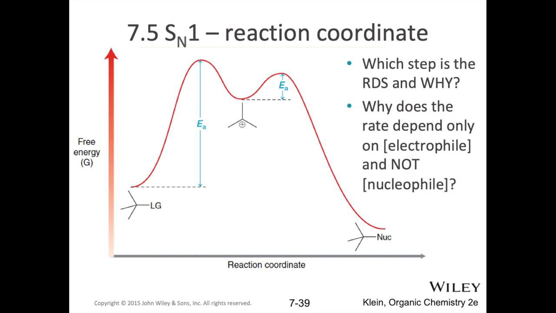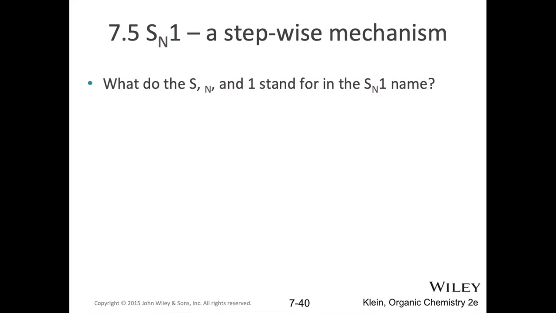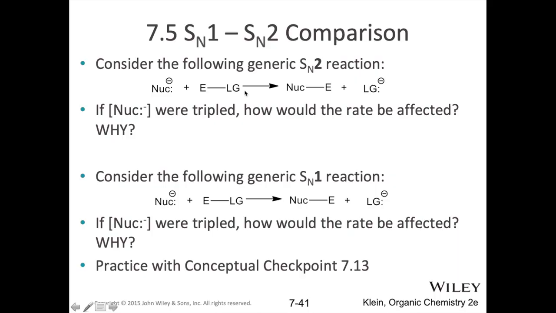So yeah, I think I've already talked about all the different things in these slides. Again, the N and the S stand for nucleophilic substitution. You're still swapping out your leaving group for your nucleophile. And of course, the 1 stands for the fact that there's only one molecule involved in the slow step of the reaction. All right, so let's compare our SN1 and SN2.